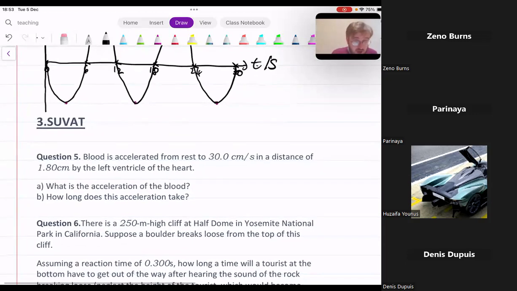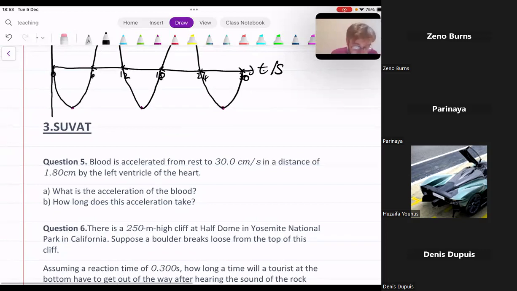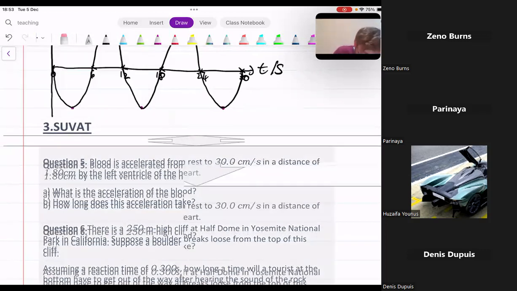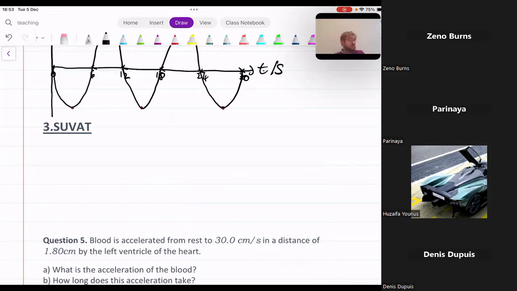Okay, we are on to our last section, which are called Suvat equations. And these are a set of equations which hold if acceleration is constant, which it often is. The standard example is when you throw something in the air, acceleration is constant. It's always 9.81 meters per second squared downwards. So whenever you're throwing stuff in the air, acceleration is constant, it's constant down, and these equations hold. But there are, of course, other cases as well. Gravity is not the only case.